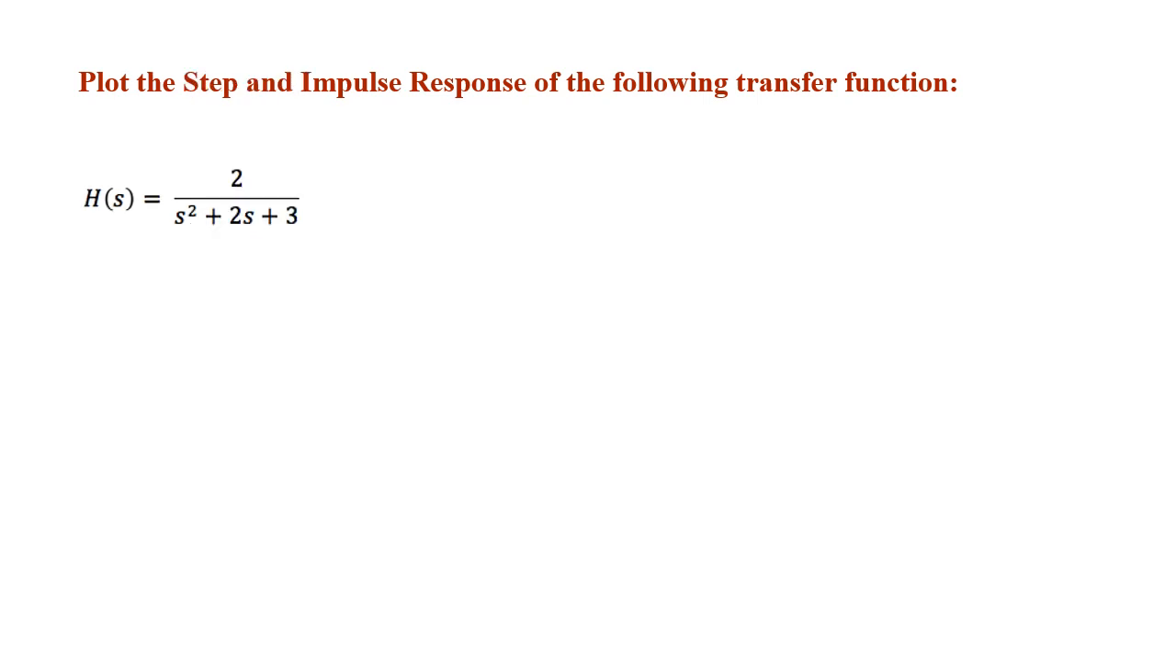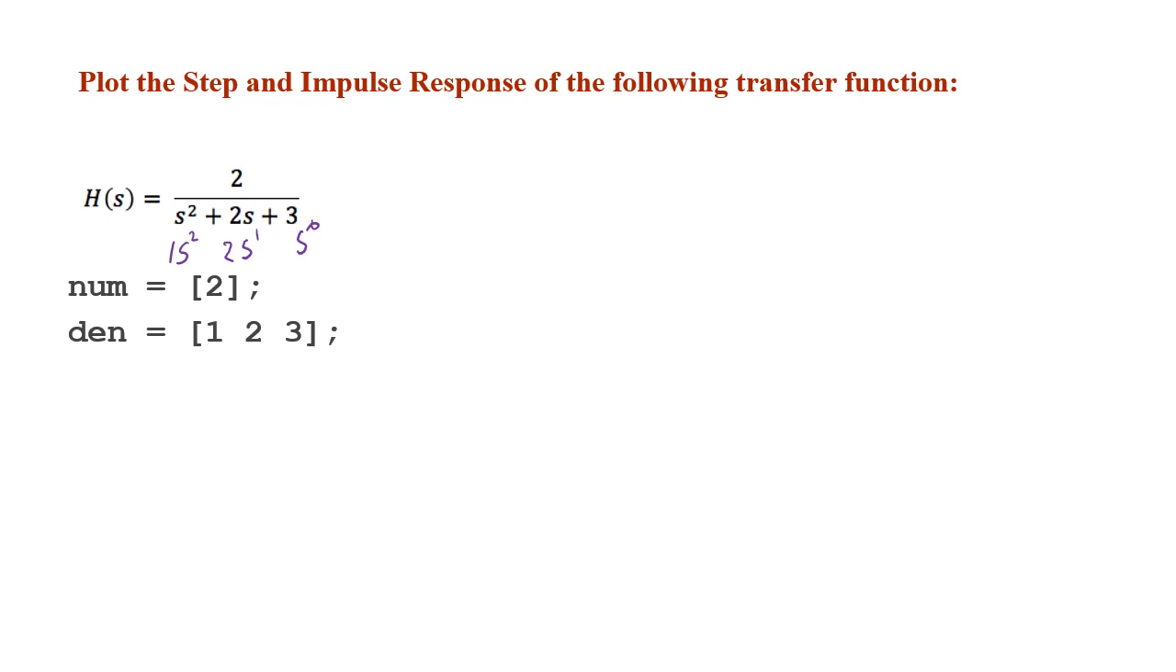Here we have an additional example. Observe that the numerator is simply 2. For the denominator, we have 1, 2, 3, right? So there are no zeros at all because we start with s to the power 0 and its coefficient is 3. Then we have s raised to the power 1, and its coefficient is 2. And next we have s squared, and its coefficient is simply 1.